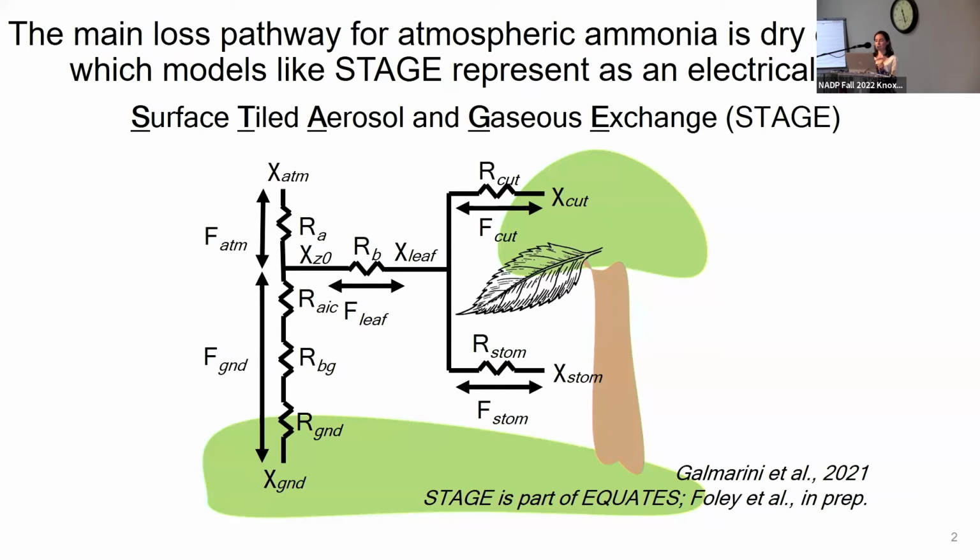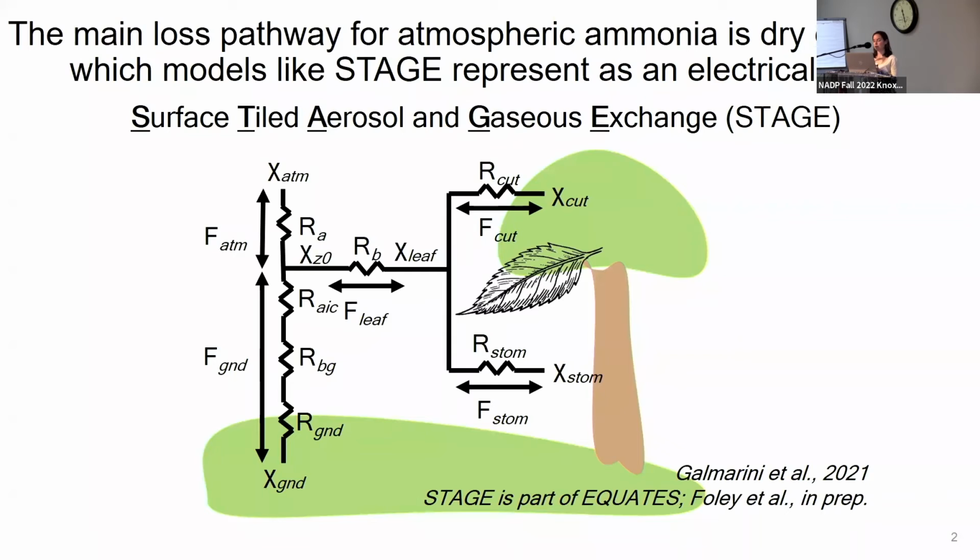So the main loss pathway for atmospheric ammonia is through dry deposition, which models like STAGE represent as an electrical circuit. STAGE is currently a deposition option available in CMAQ, and it's part of the EQUATES time series project that's in development at the EPA right now. This deposition option can also be run offline, and that's how we're applying it here.